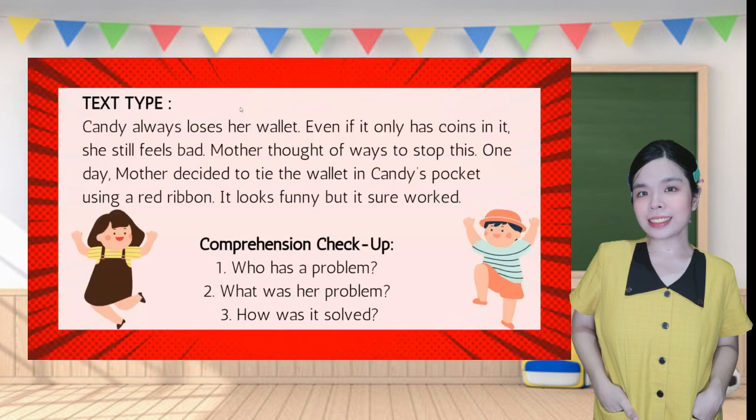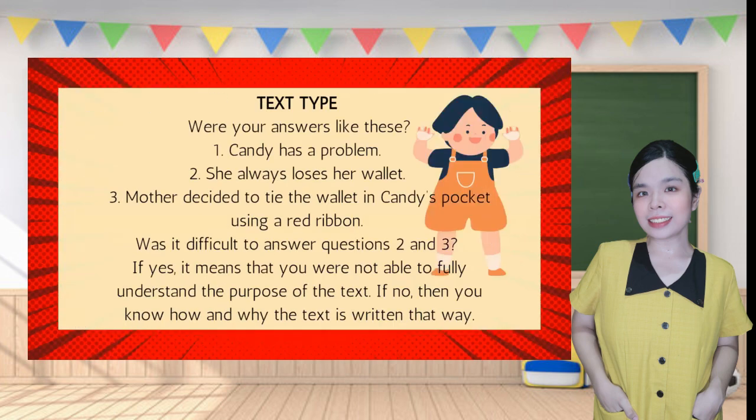So the example earlier about Candy, Candy always loses her wallet. So were your answers like this? Number 1, Candy has a problem. Number 2, she always loses her wallet. Number 3, Mother decided to tie the wallet in Candy's pocket using a red ribbon.